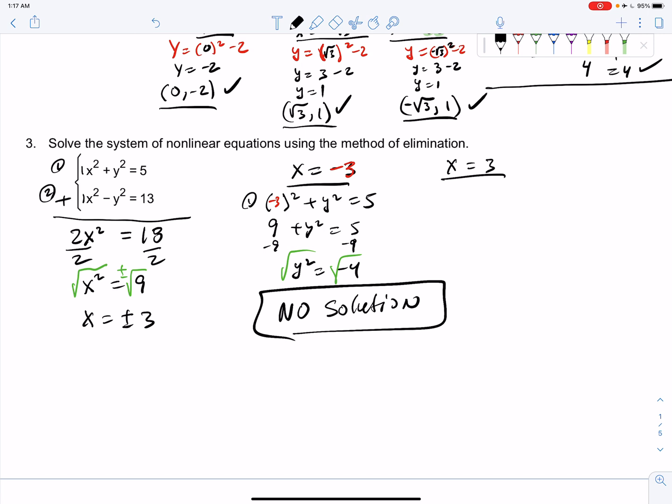Now, we probably need to check the other one because that was with our first outcome using a negative 3. But I think you're going to see when you take the first equation again, and it says x squared plus y squared equals 5, if you put in a positive 3, that positive 3 is still going to give us 9 plus y squared equals 5. And when you subtract 9 on both sides, you get a negative 4, which is still going to give us this imaginary solution. So no solution there either.